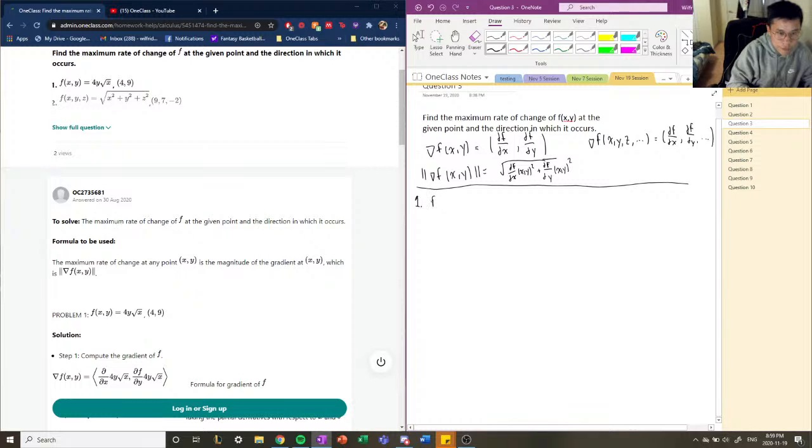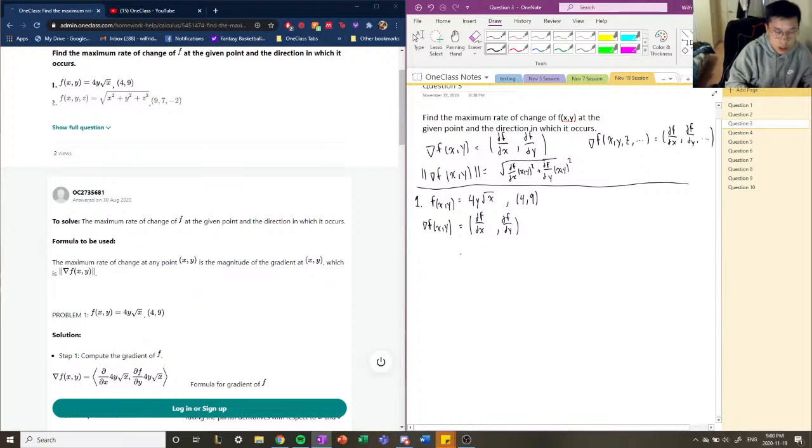So our function is f of x, y equals 4y times root x at the given point 4 and 9. Okay. So first of all, we're going to need to find our gradients, right? So the gradient of f of x, y is the partial derivative with respect to x and the partial derivative with respect to y.